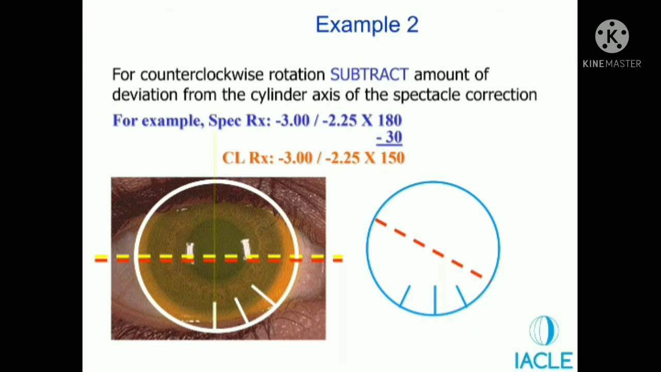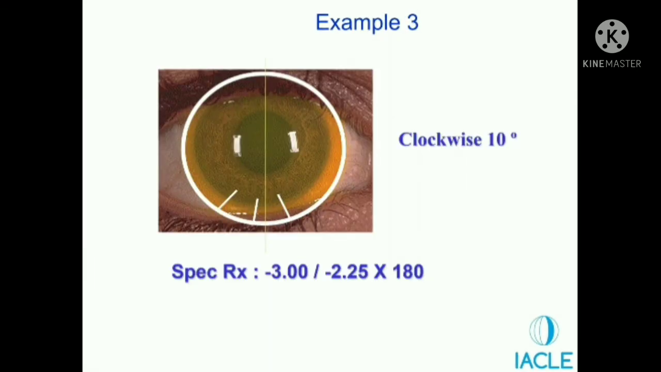Okay, let's take one more example, because most of the time you will not see this much rotation. The lenses are of good quality, they don't rotate so much, they rotate by a lesser amount. Now you will ask, how do I know this is 10 degree? This is an estimation, called the estimation method. So what did I do? The difference between these two scribe marks is around 30 degree.